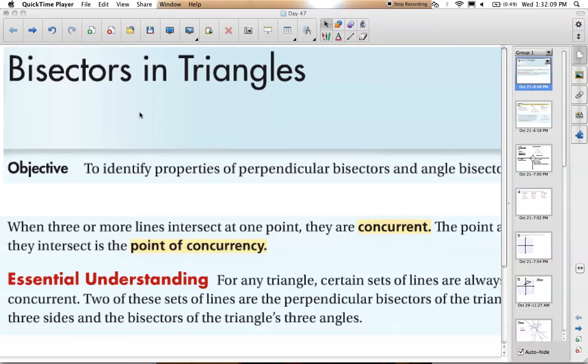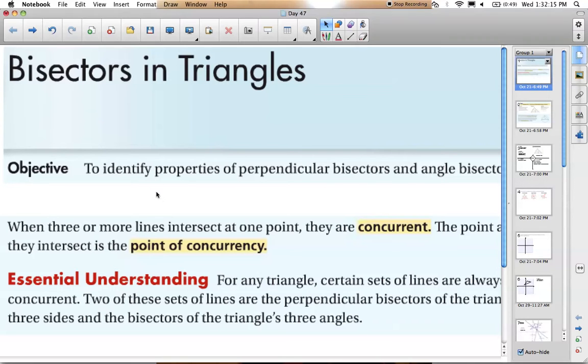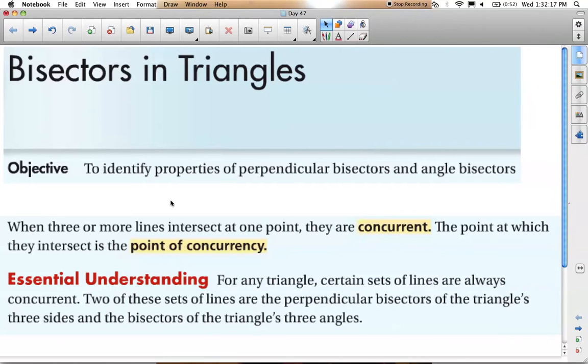Okay, here is bisectors and triangles. Tequila, this is for you. Here is our first page, which says what a bisector is.